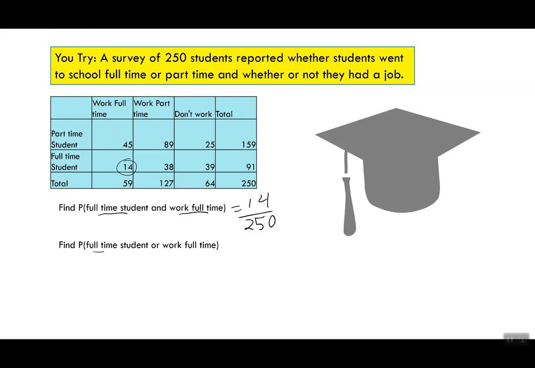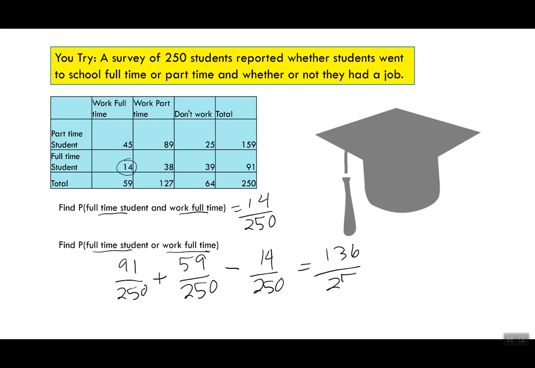And then full-time student or work full-time. Again, we have these choices where I could go across and say full-time student was 91 over 250. Full-time working was 59 over 250. And then both was 14 over 250. The 91 plus 59 minus 14 gives me 136, and that was over 250.